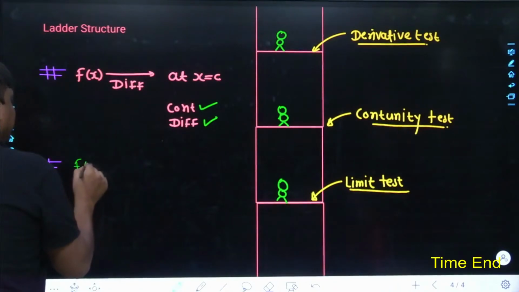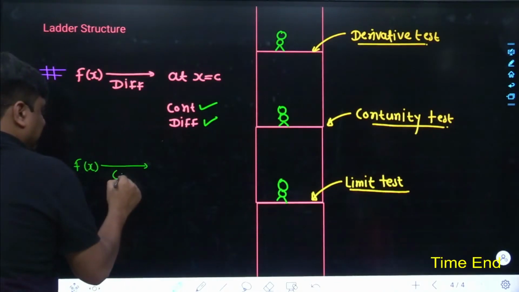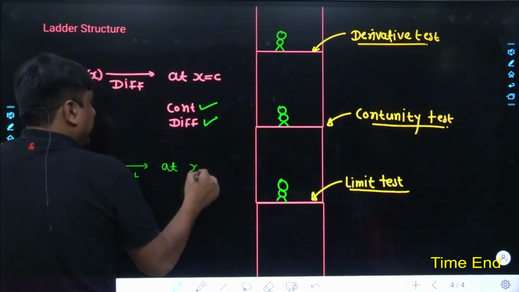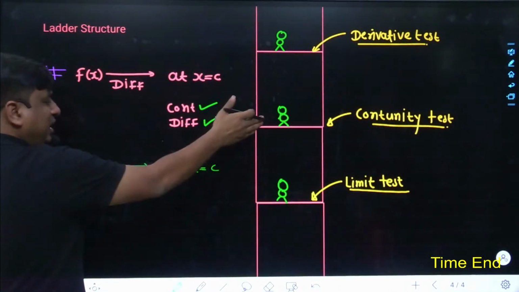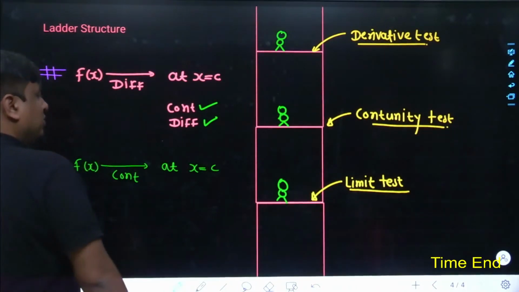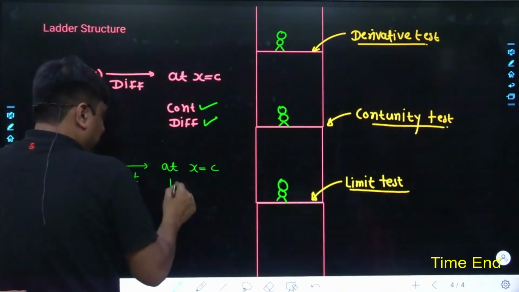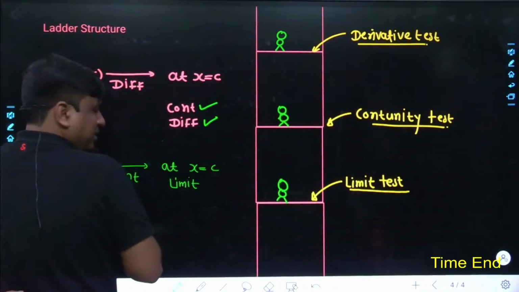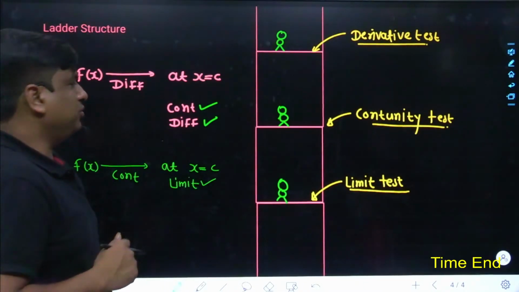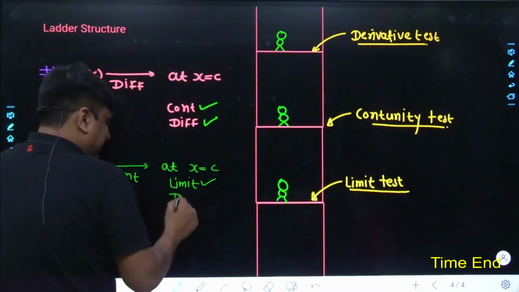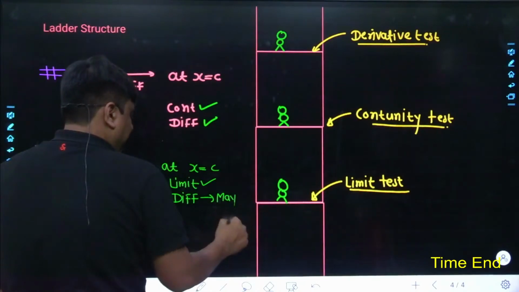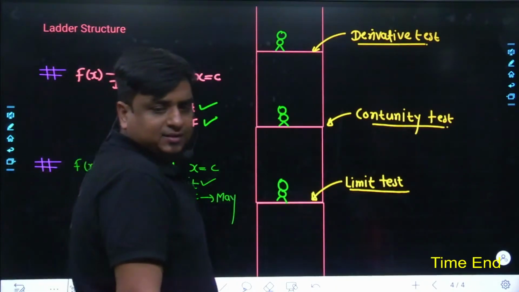Function over here, f of x, which is found to be continuous at x is equal to c. If it has been continuous, by default you must have gone through the limit test, then only you'll reach the continuity test. So I can say at least one conclusion we can retrieve. One information is already given: the function is continuous, so the limit has to exist at x is equal to c. But as far as the differentiability test is concerned, it may or may not be differentiable at x is equal to c.